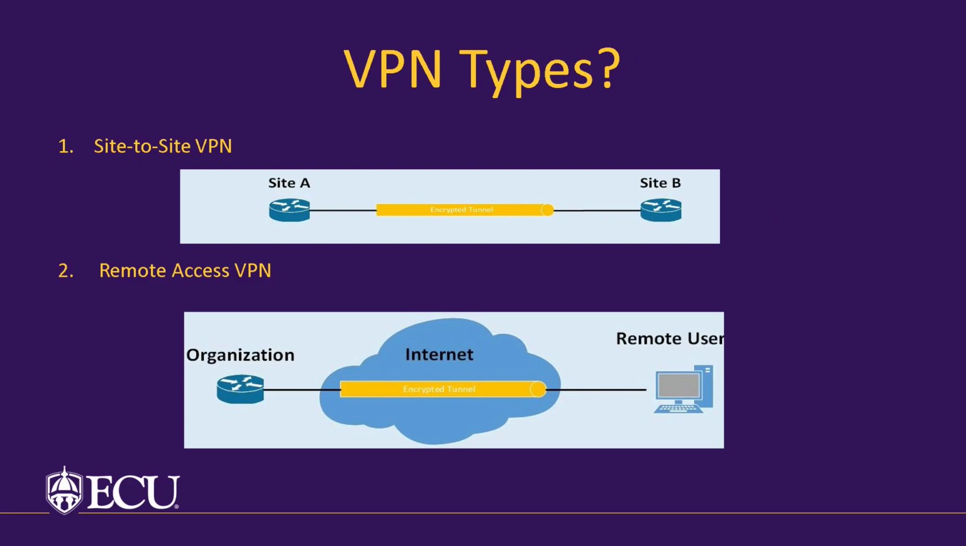And there are essentially two types of VPN. There's a site-to-site VPN, and there's also a remote access VPN. I'll delve a little more into the two, but as you can see, the site-to-site is basically used to connect an encrypted tunnel from one network to another network. A remote access VPN is used to create an encrypted tunnel from a network to a remote user.